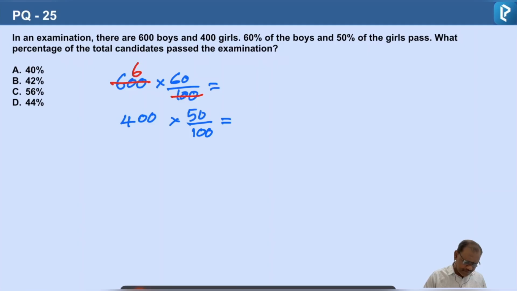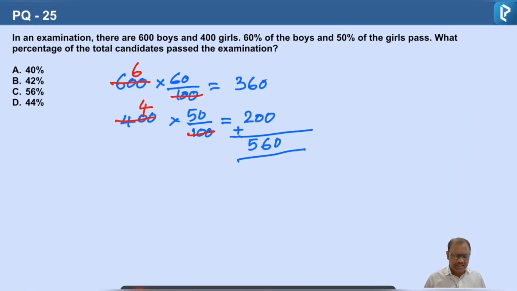6 times, and this is 4 times. 6 into 60, 360. 4 into 50 is 200. So total how many boys and girls passed? If you add, 560. 560 students passed the examination. So total how many students are there? 600 plus 400, 1000 students. 1000 candidates appeared for the exam.